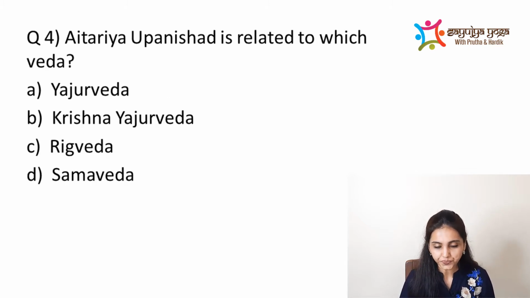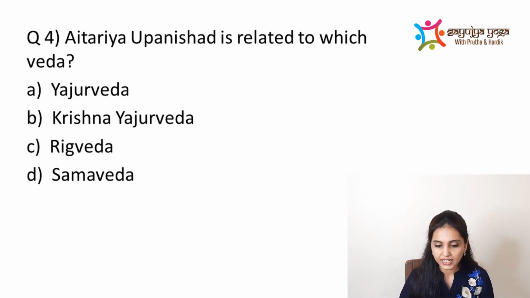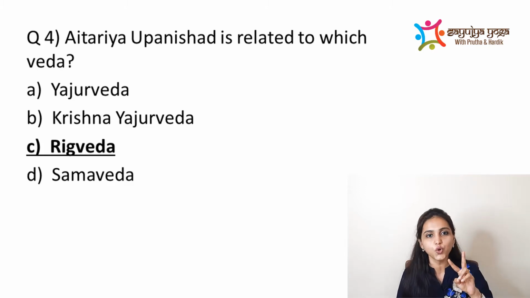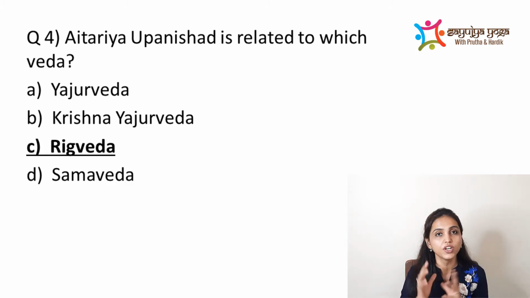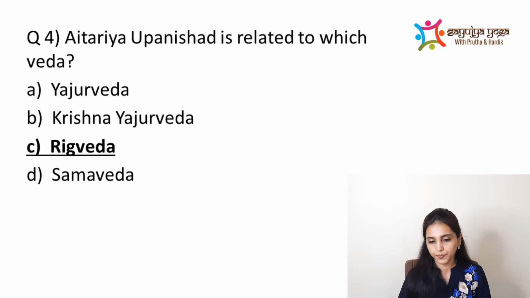Let's move further. The next question is, Aitariya Upanishad is related to which Veda? And the correct answer is option number C, Rigveda. Now friends, we should know that there is a difference between Taitariya Upanishad and Aitariya Upanishad. So don't get confused when you hear such name. This is a question about Aitariya Upanishad and this Upanishad is related to Rigveda.